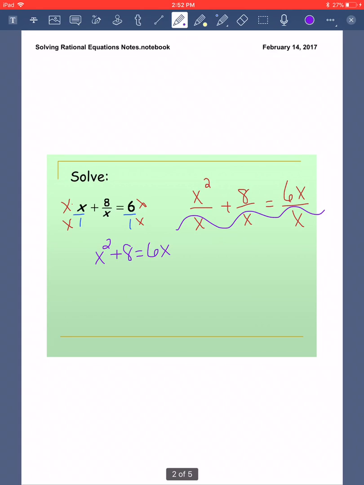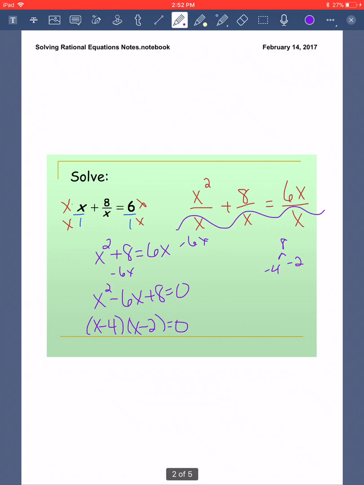And I'm going to solve for x now. And this is a quadratic, which means I want to put everything over on the same side. So I'm going to subtract 6x. So now I'm dealing with x squared minus 6x plus 8 equals 0. And I'm going to see if I can factor. So factors of positive 8 that add up to negative 6 are negative 4 and negative 2. So this is x minus 4, x minus 2 equals 0.